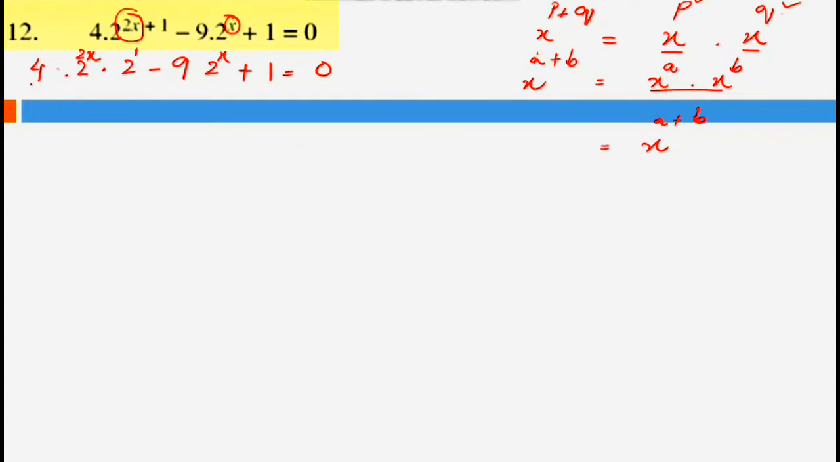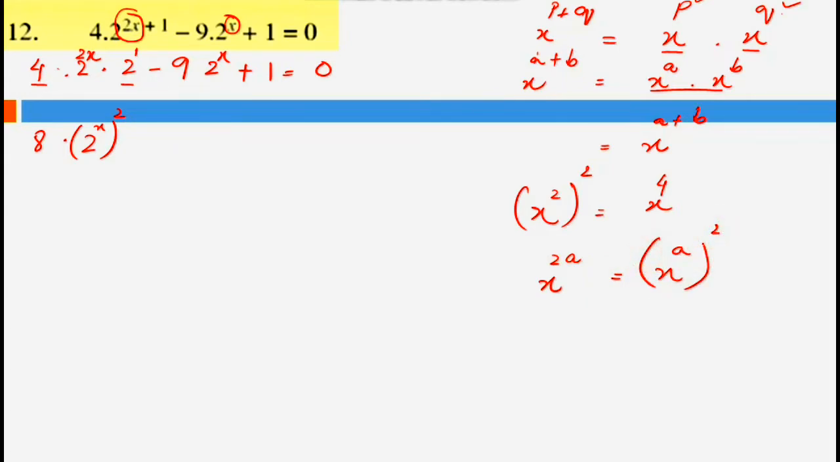Here, 4 into 2 is 8, into 2 raised to the power x whole squared. I have told you in my previous lecture, when we have a double power, these two powers are multiplied. If we have x raised to the power 2a, we can write it as x raised to the power a whole raised to the power 2, since these two are multiplied.